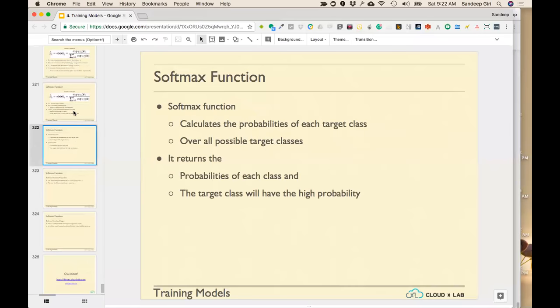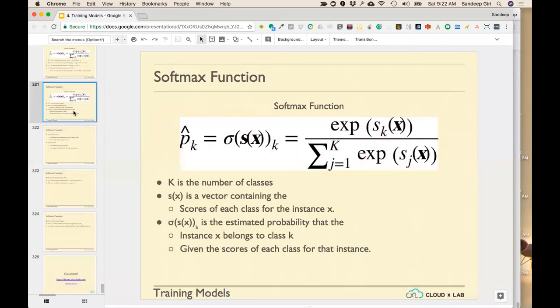Okay, so essentially, using this softmax function, we create a cost function.